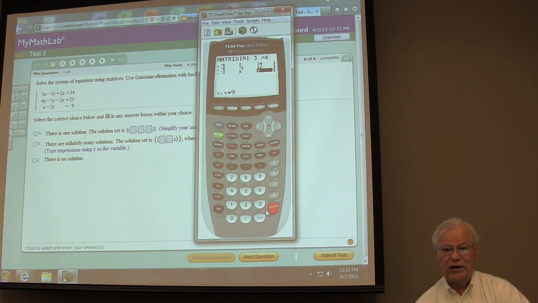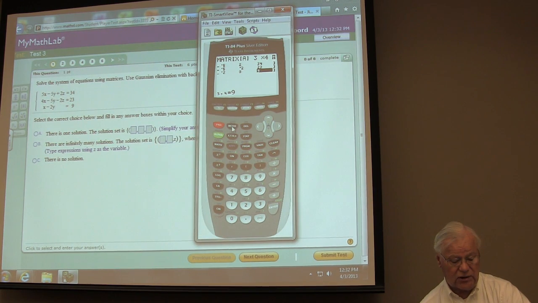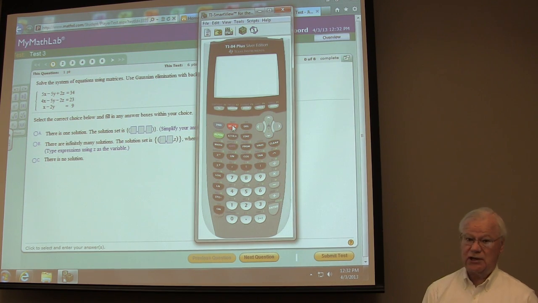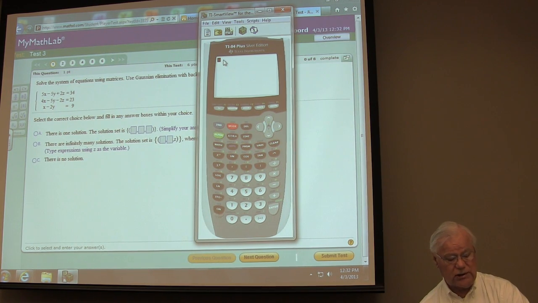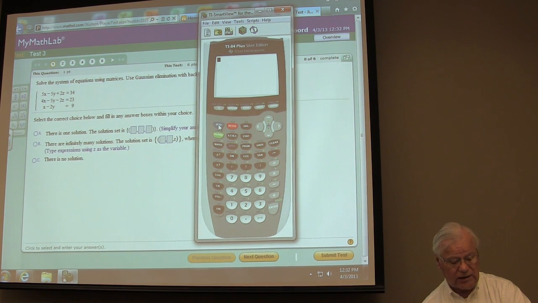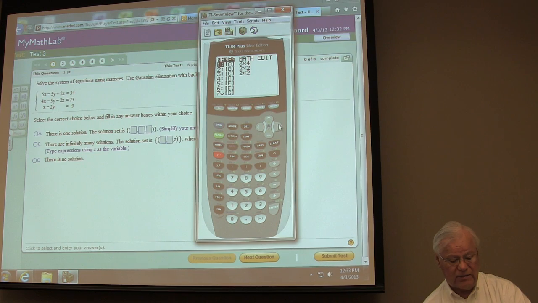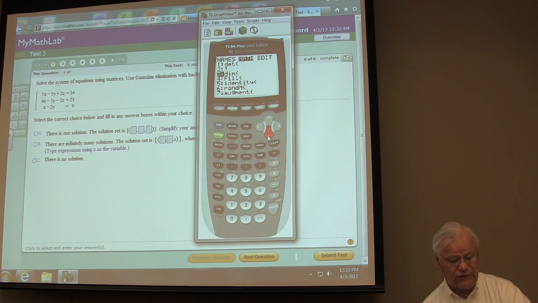Now that I have all the values in that matrix, I want to save it, so I hit the second key and the key next to it that says quit. Now that matrix is saved in the calculator. The operation that we want to use, the function, is one called RREF. And we find that by going back into the matrix section of the calculator, but this time I'm going to go to the second column titled Math. And I go down until I find RREF.